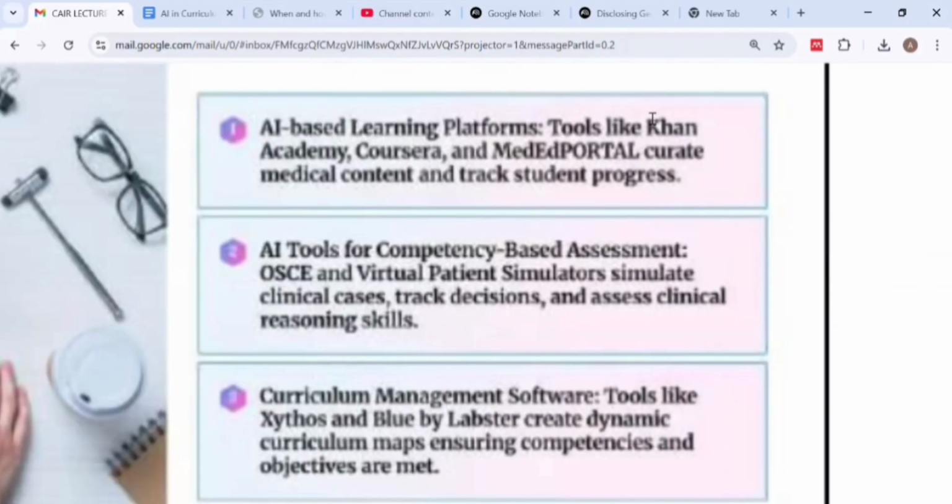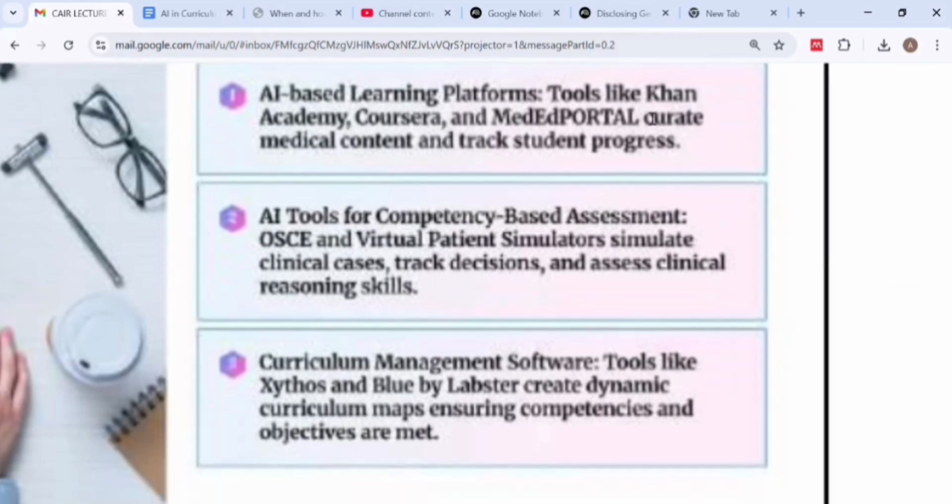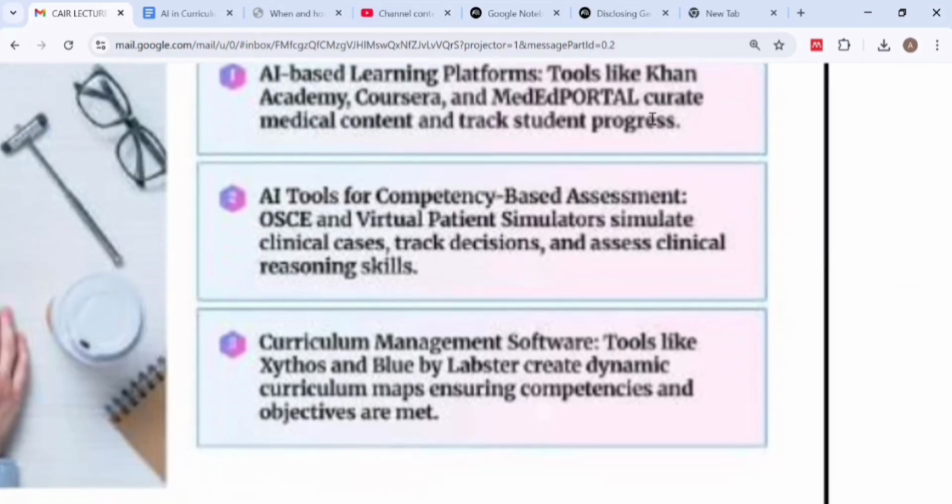AI-based learning platforms like Khan Academy, Coursera, and MedEd Portal curate medical content and track student progress. AI tools for competency-based assessment, OSCE, and virtual patient simulators simulate clinical case decisions and assess clinical reasoning skills. Curriculum management software tools like Zytos, XYTHOS, and Blue by Labster create dynamic curriculum maps, ensuring competencies and objectives are met.